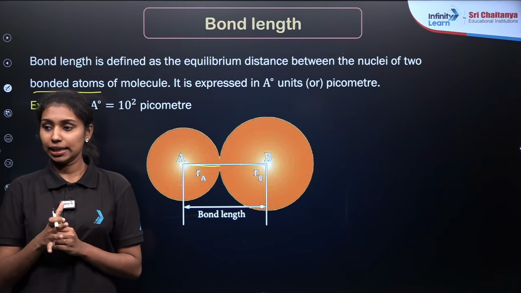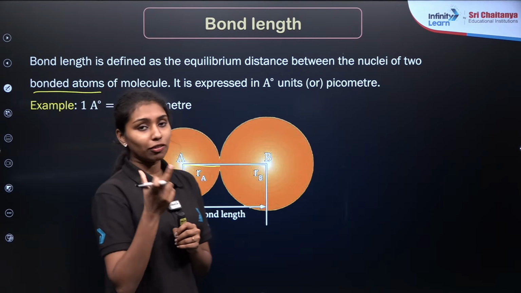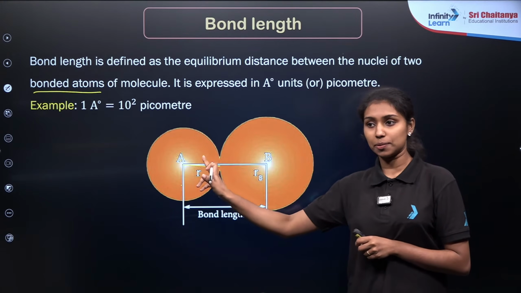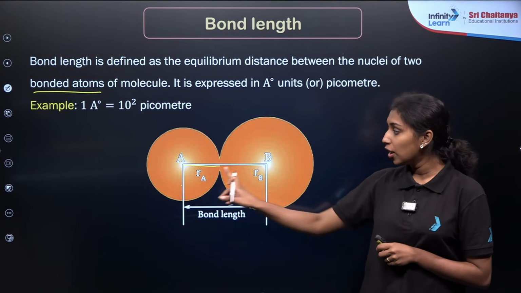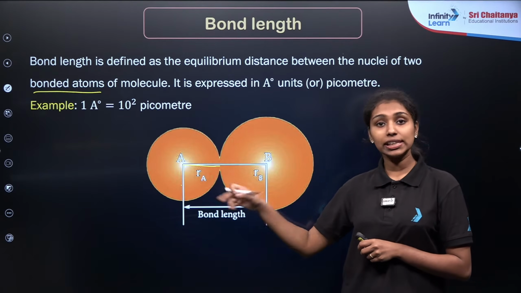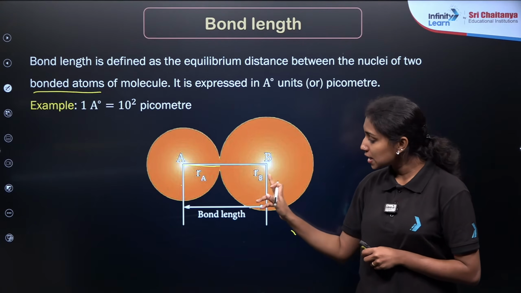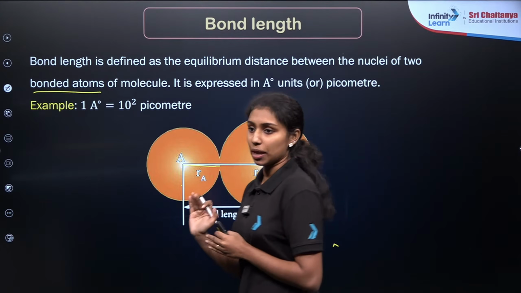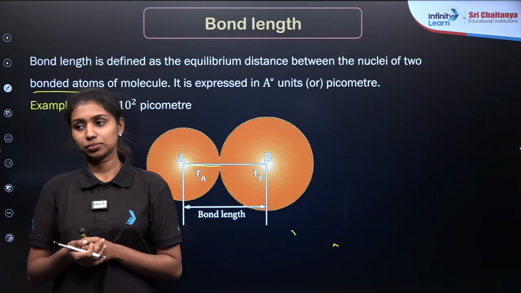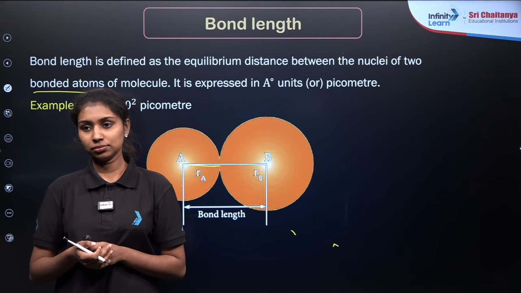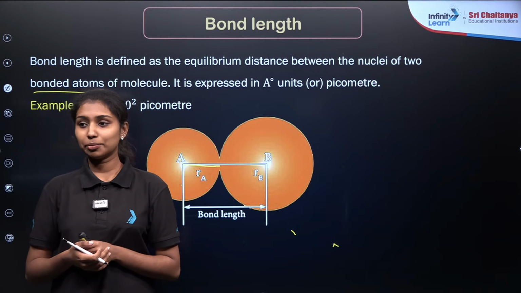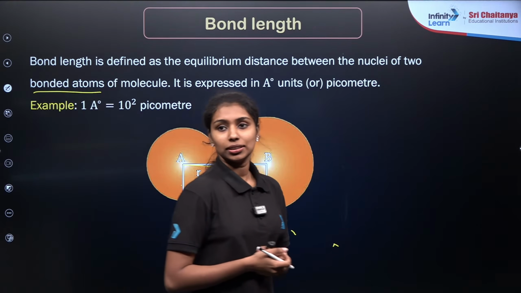It is a distance, right? If you are combining two atoms together, we get a molecule. This is the equilibrium distance between the nuclei of two atoms in a molecule. RA stands for the radius of the first atom and RB stands for the radius of the second atom, so the total bond length will be equal to the sum of RA and RB. Is that clear? Just let me know in the comments if it is clear or not.